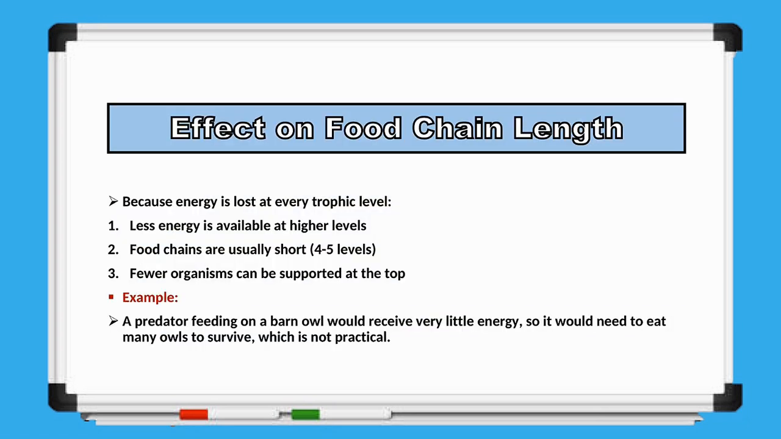Because so much energy is lost at each trophic level, less and less energy is available as we move higher up the food chain. This is why food chains are usually short, containing only 4 or 5 trophic levels. There simply is not enough energy to support many organisms at the top. For example, if a predator fed on a barn owl, it would receive very little energy and would have to consume many owls just to survive, making such a food chain inefficient and impractical.